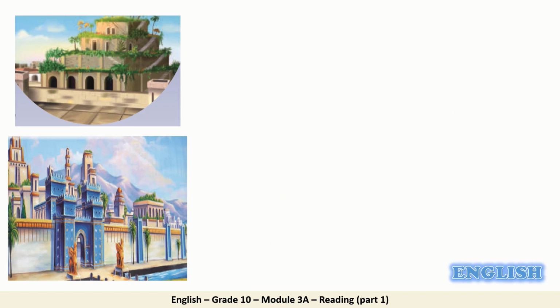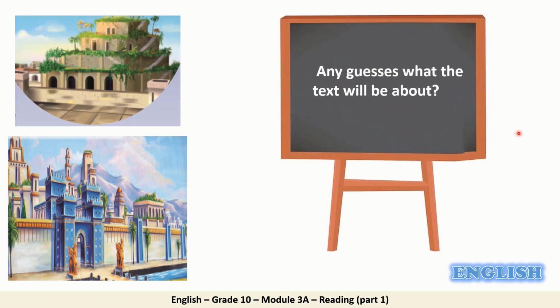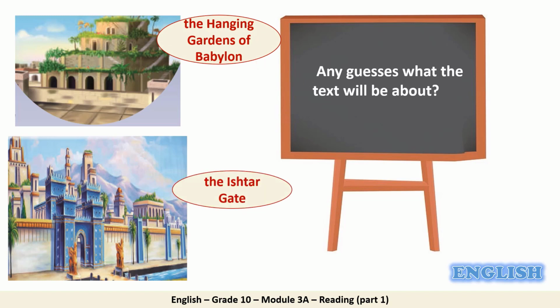So, after looking at the pictures and answering the questions, dear students, can you guess what the text today will be about? Correct. The text we are going to read today is about the Hanging Gardens of Babylon and the Ishtar Gate. So, let's start. That's going to be very interesting, especially if you are keen about ancient history.